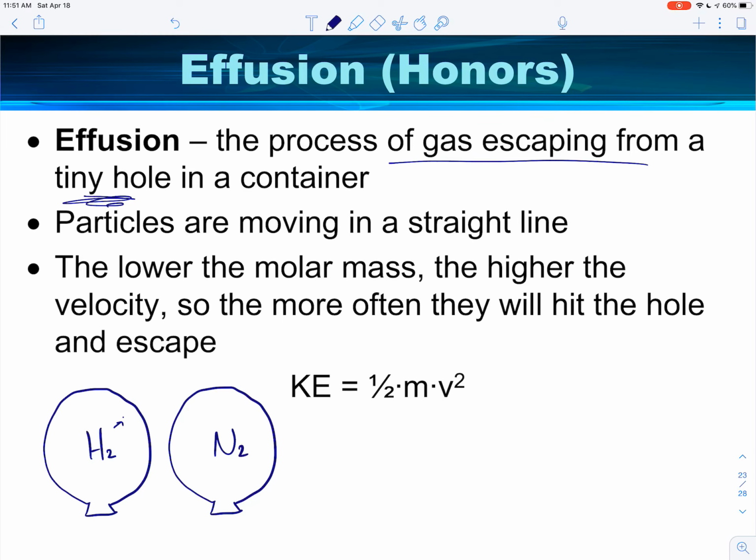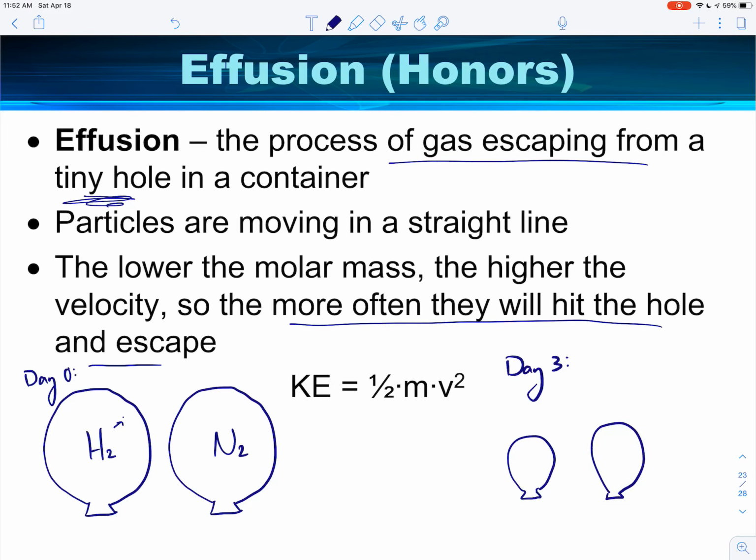Shreya? Good, H2. Okay, because it has a smaller mass, therefore it has a higher velocity, so it will more often hit the hole and escape. So if this is day 0, then on day 3 or however long later you come, will they both be smaller? Annika, yes, they'll both be smaller, but the H2 will be more smaller, so to speak. Because more of these particles have collided with the holes and escaped because it's lighter, it's moving faster.